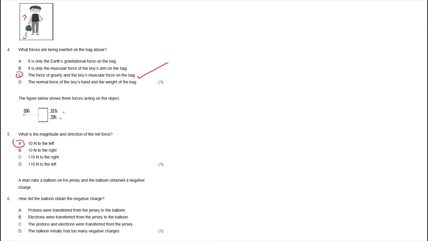And then question 6, we can see that we are given a statement which says that a man rubs a balloon on his jersey and the balloon obtained a negative charge. So now the question says, how did the balloon obtain the negative charge? Our answer will be B, which says that electrons were transferred from the jersey to the balloon, because only electrons transfer during charging. So that is our answer for question 6.